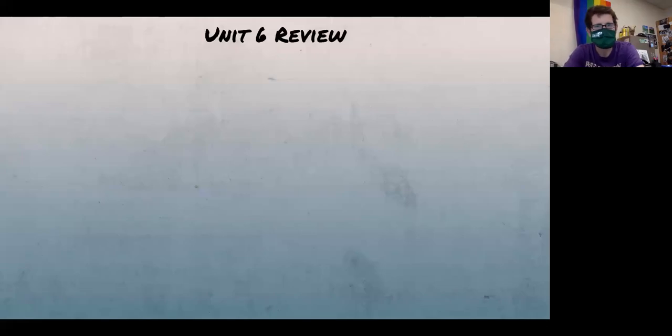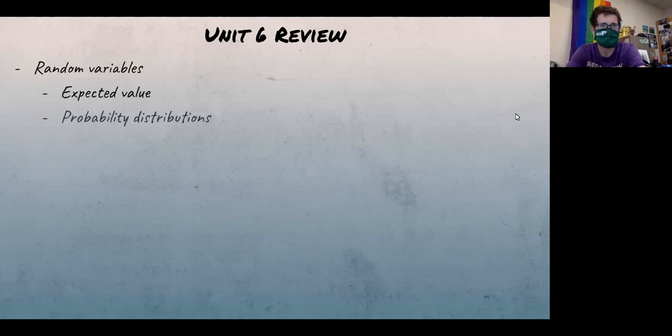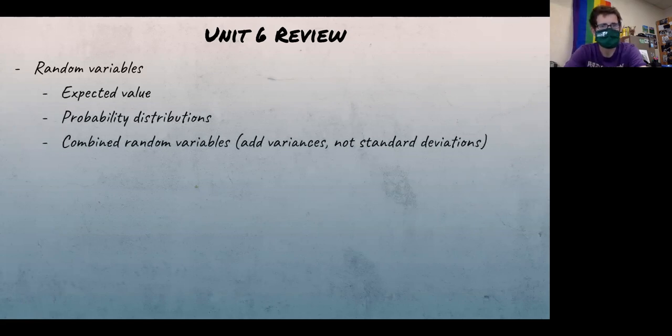So we're going to start looking at Unit 6 right now. We've got random variables in Unit 6. So there's the idea of expected value and probability distributions. This would be the things where we say we have specific outcomes that are possible in a certain game or in a certain event, probability event.